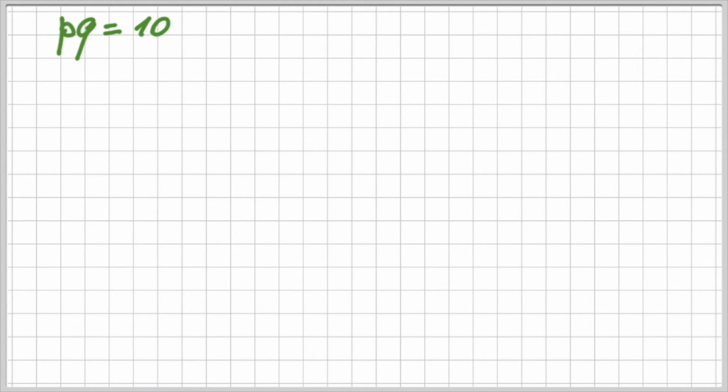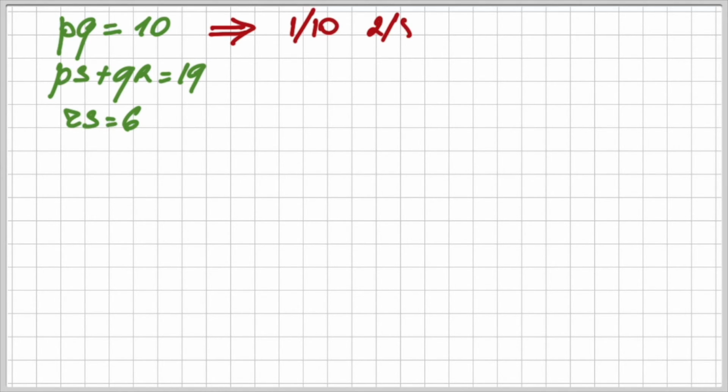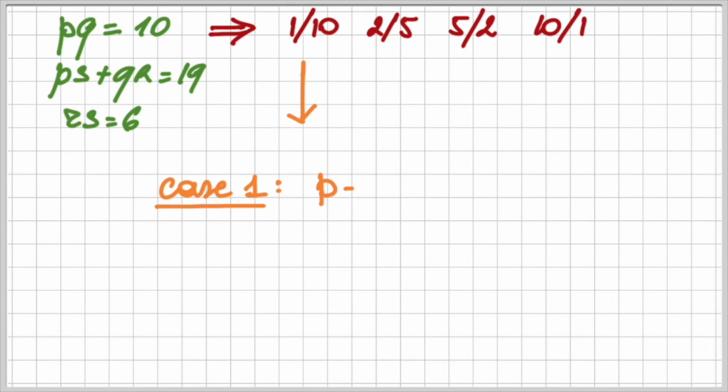So the next step is to look at those equations. Like I said, p times q is 10, ps plus qr is 19, and rs is equal to 6. We start with those different solutions that we found before, and I will start with p and q, and my case 1 is p equal to 1 and q equal to 10.